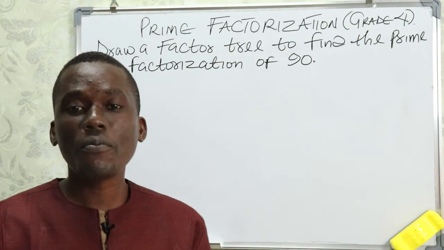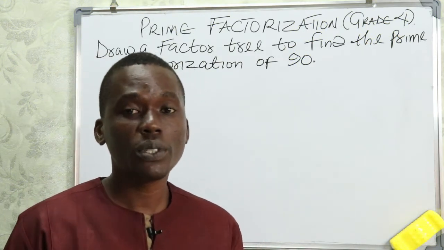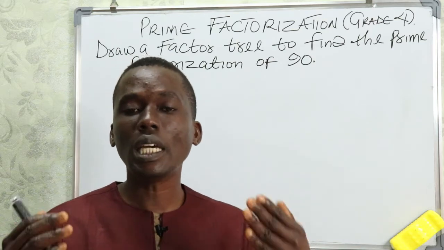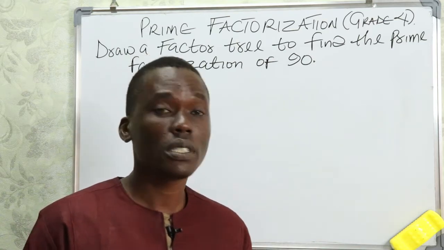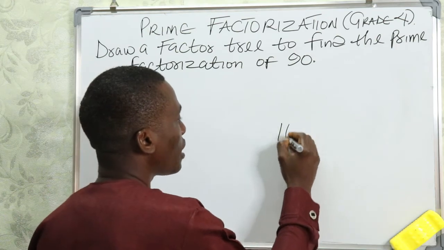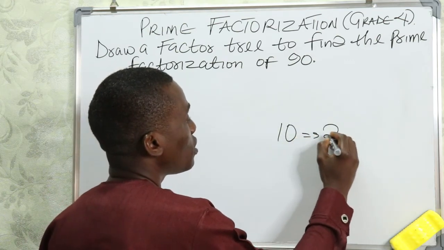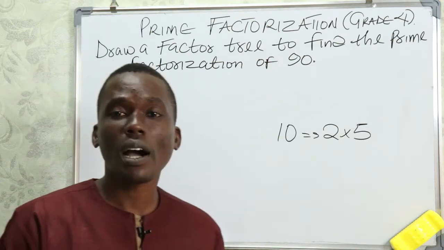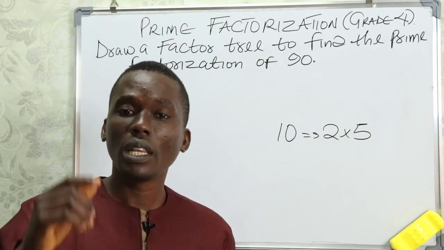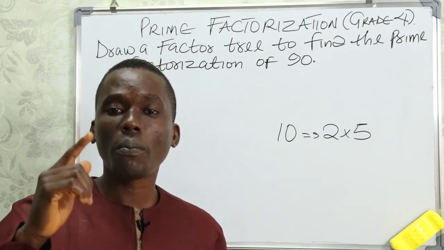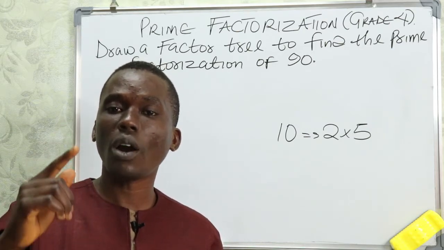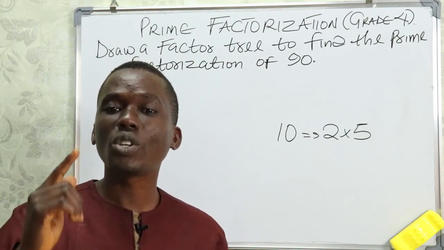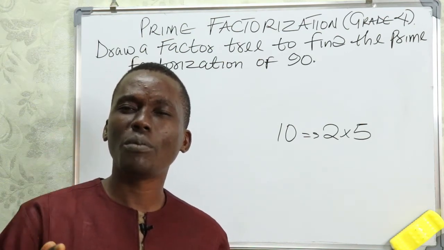Welcome back. Every number in mathematics, every composite number, has its own unique product of prime numbers. Now let's look at a number like 10. 10 has what? 2 times what? 5. It has 2 and 5 as its prime factors. Now take note that some prime factors are often repeated in prime factorization, and sometimes quite a few times too.